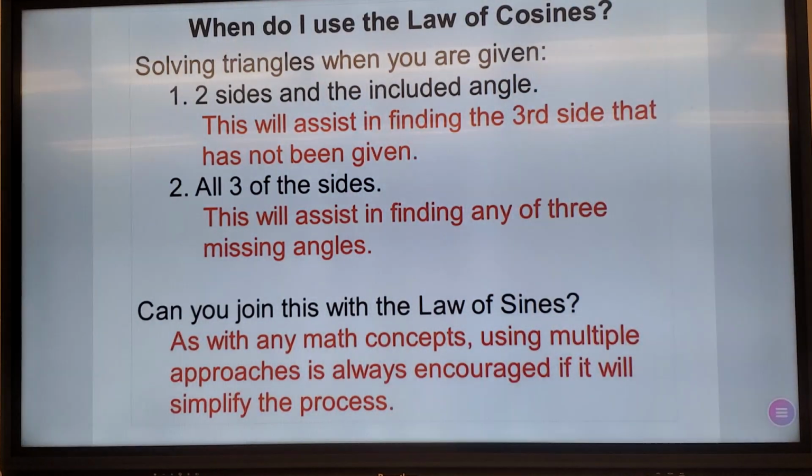Okay, can this join with the law of sines? Yes, absolutely. Anytime you're using anything math-wise, if you can use another process to help simplify things, then by all means go ahead. So that's what I'm going to encourage you to do here. You'll use law of cosines first to find a piece of information, and then from there, we're going to go back to the law of sines and use that.